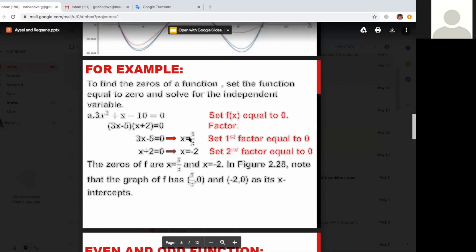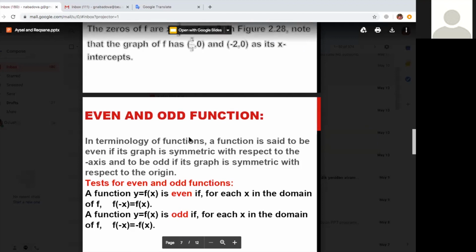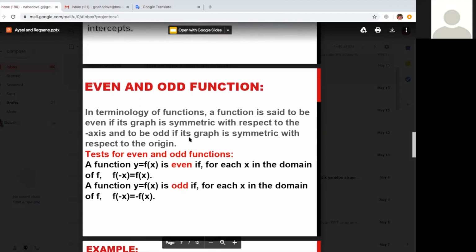Even and odd functions. In terminology of functions, a function is said to be even if its graph is symmetric with respect to the y-axis, and to be odd if its graph is symmetric with respect to the origin. Tests for even and odd functions. A function y equal to f(x) is even if for each x in the domain of f, f(-x) equals f(x). A function y equal to f(x) is odd if for each x in the domain of f, f(-x) equals -f(x).